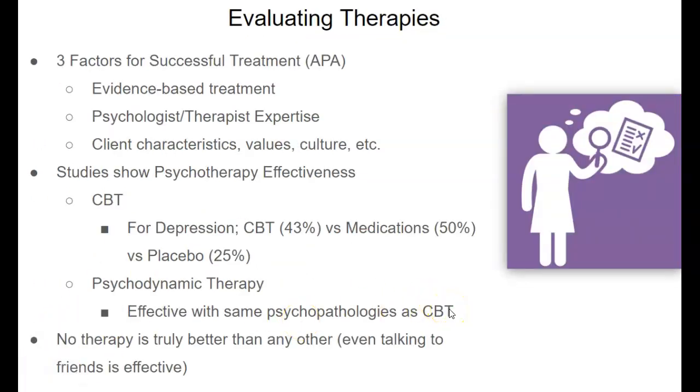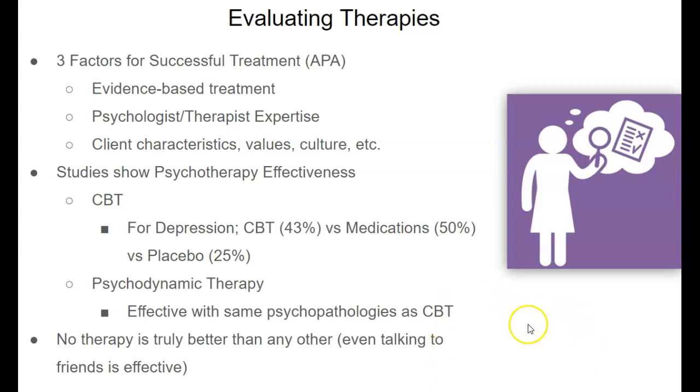So, which therapy is best? The American Psychological Association identified three factors that are important for therapy to work. One of them is evidence-based treatment. These therapies have to have some kind of research backing their effectiveness. Also, the expertise or level of the psychologist or therapist, their abilities and skills, are important, as well as the client characteristics, the values and the culture that the client comes from. And I would even say that the dynamic between the psychologist and the client is really important. It's important to find a therapist that works well with you, that matches well with you.